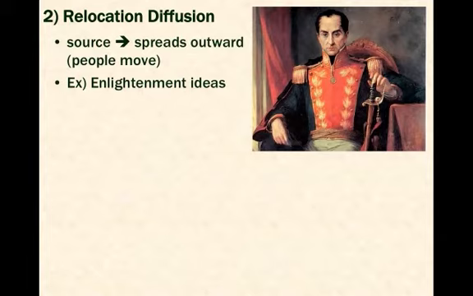Relocation diffusion occurs most often through migration, such as with Simón Bolívar fighting in battles over Europe and then returning to his home in Venezuela, where he spread the ideas of revolution and reform, which we'll learn about.